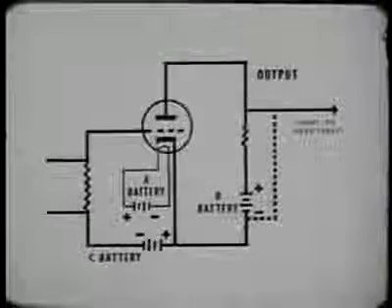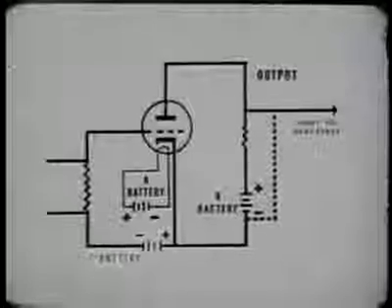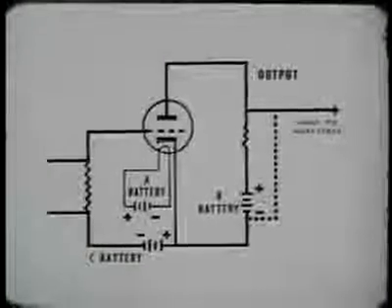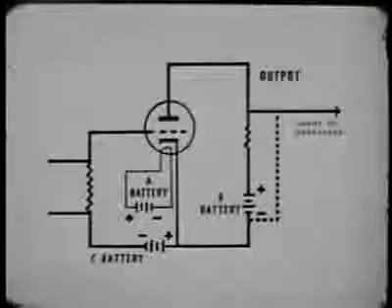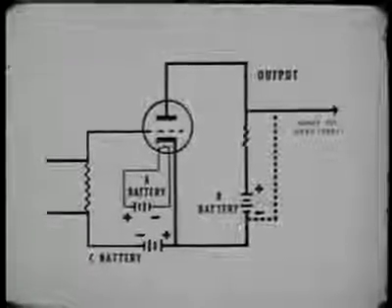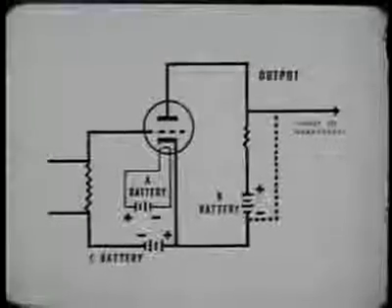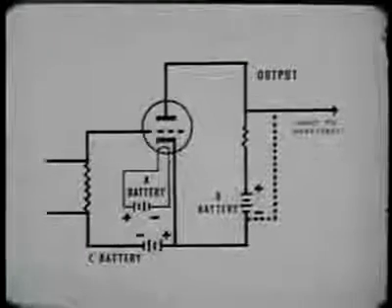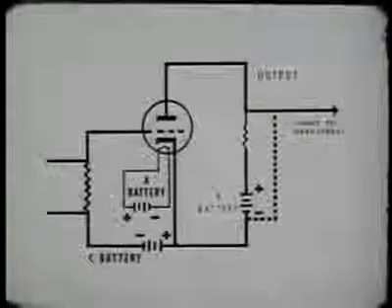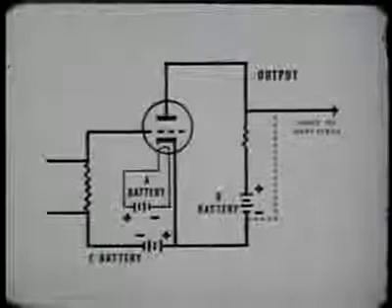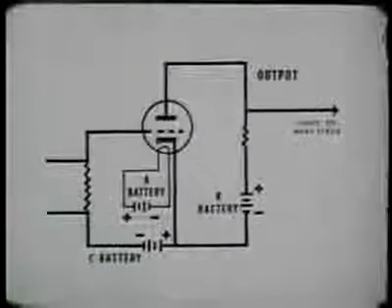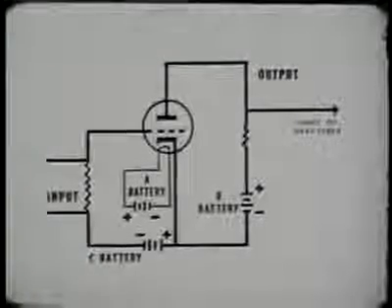Bias voltage is supplied by a C battery with the positive side connected to the cathode and the negative side connected through a resistor to the grid. The output is taken across the plate resistor and the power supply. The input is applied across the grid resistor.